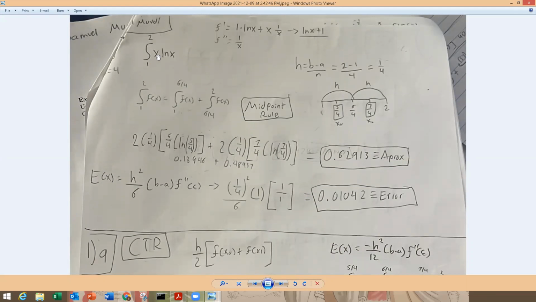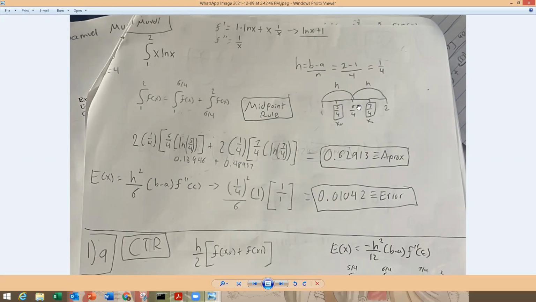So right now we're integrating from 1 to 2 of x ln x. He actually gave us a pretty easy integral for this one. The first thing we want to do is break it up into 4 subintervals. As you can see right here, he wanted us to do 4. So h equals b minus a over n, right? So we can do 2 minus 1 over 4. That gives us 1 over 4. So you break your number line. It's always good to make a number line. We break it into 4 intervals, right? 5 over 4, 6 over 4, 7 over 4, 2.